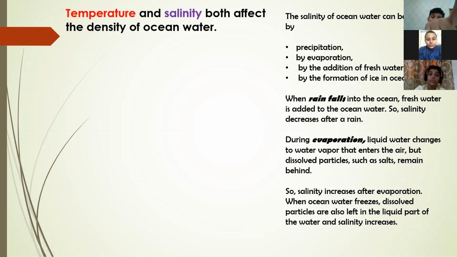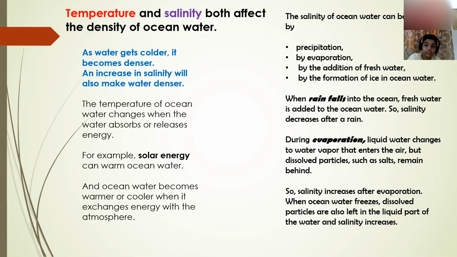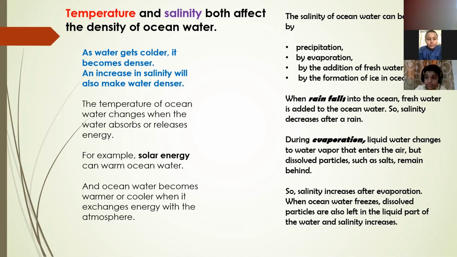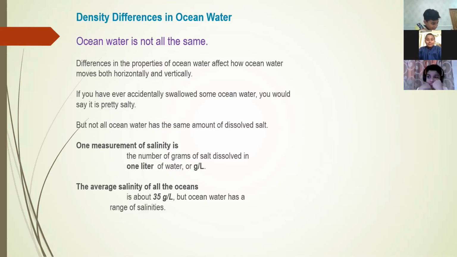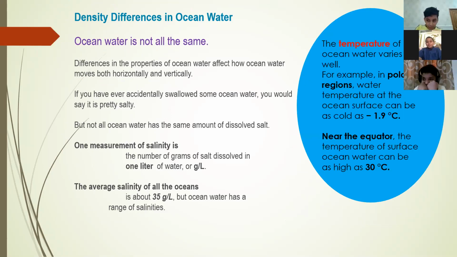So both temperature and salinity affect the density of the ocean water. I already sent this PPT, but I will send all the videos to you so that you can learn more about these two concepts, the salinity and the density. This will be the summary of all the things that we did today. We talked about the warm current and the cold current, the density and the salinity.